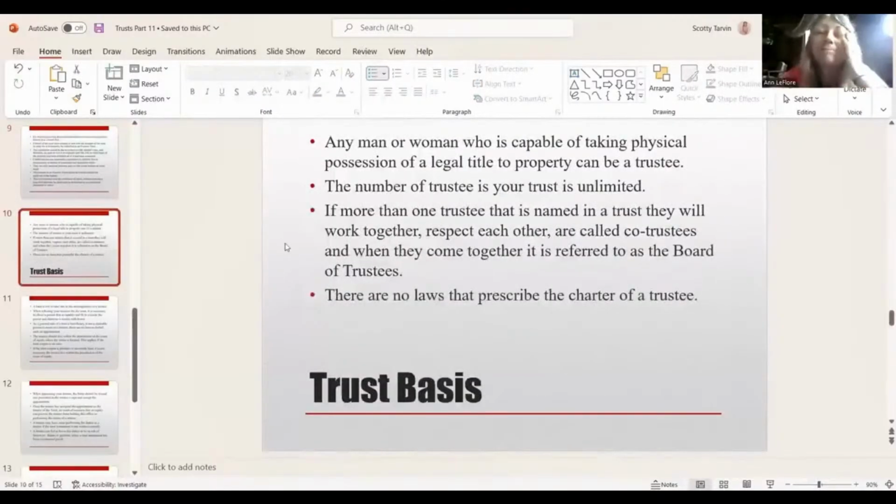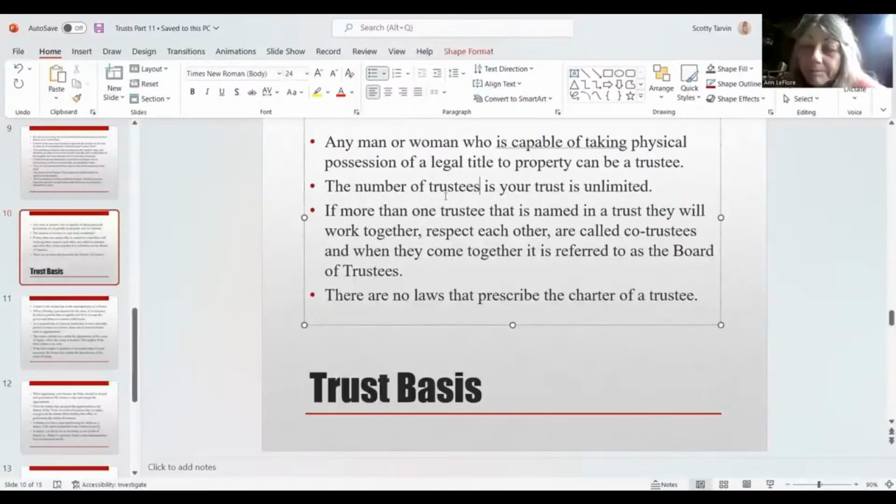Trust basis. Any man or woman who is capable of taking physical possession of a legal title to property can be a trustee. The number of trustees in your trust is unlimited. If more than one trustee is named in a trust, they will work together, respect each other, and are called co-trustees. And when they come together, it is referred to as the board of trustees. There are no laws that prescribe the charter of a trustee.